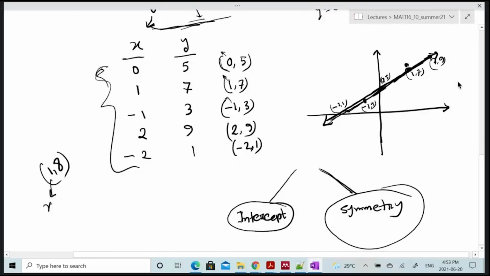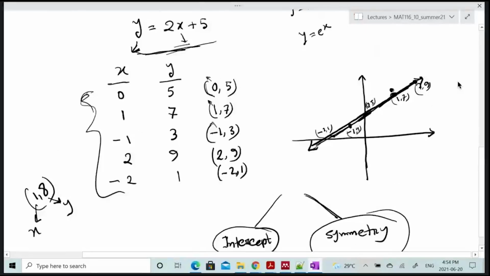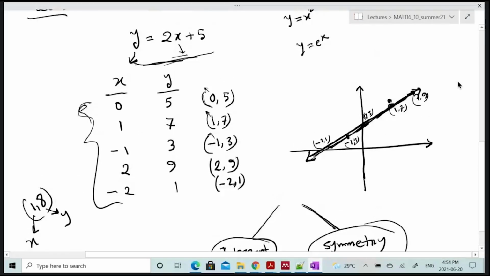Remember, the first value is x and the second value is y. So we substitute the values of x and y here. After you do that, if we see the left hand side is equal to the right side, then we can say yes, this point satisfies the equation. And if it does, then this point is going to be on the graph.